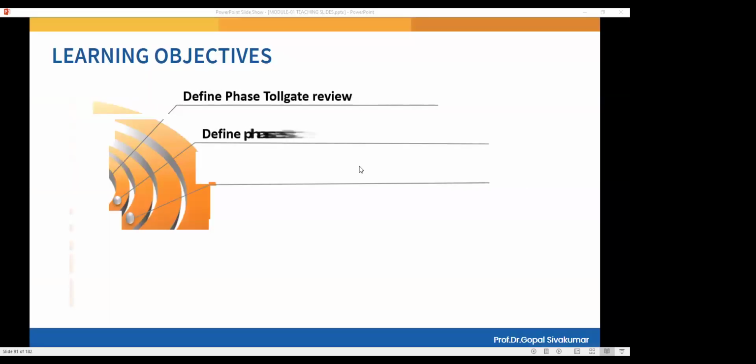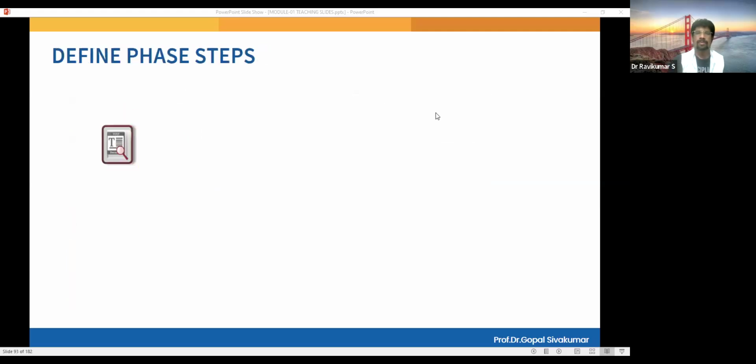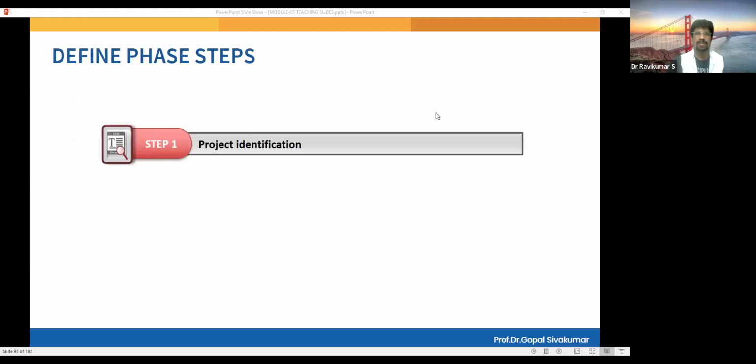So first we are going to see what are the steps involved in the define phase and what is the main outcome we have to get out of the define phase. What is present in the define phase? You might have already seen this in the yellow belt level. First we are going to identify the project.